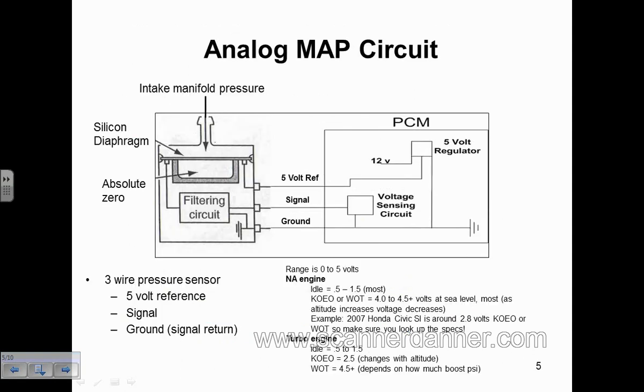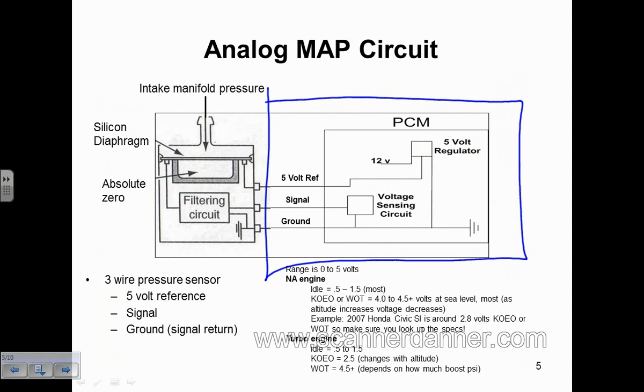Page 5, let's talk about the analog MAP. This analog MAP sensor circuit, this is just a generic picture, and you should see some familiarities in here right now. If you're looking at this part of the circuit, what does that look like? It looks identical to a potentiometer circuit, doesn't it? Guess what? Testing these electrically is exactly the same.